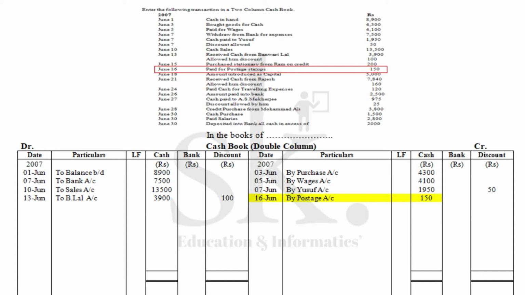On 16th of June, paid for postage stamp rupees 150, being an expense. Journal entry will be postage account debit to cash account. So in the cash book it will be by postage, and in the cash column 150.